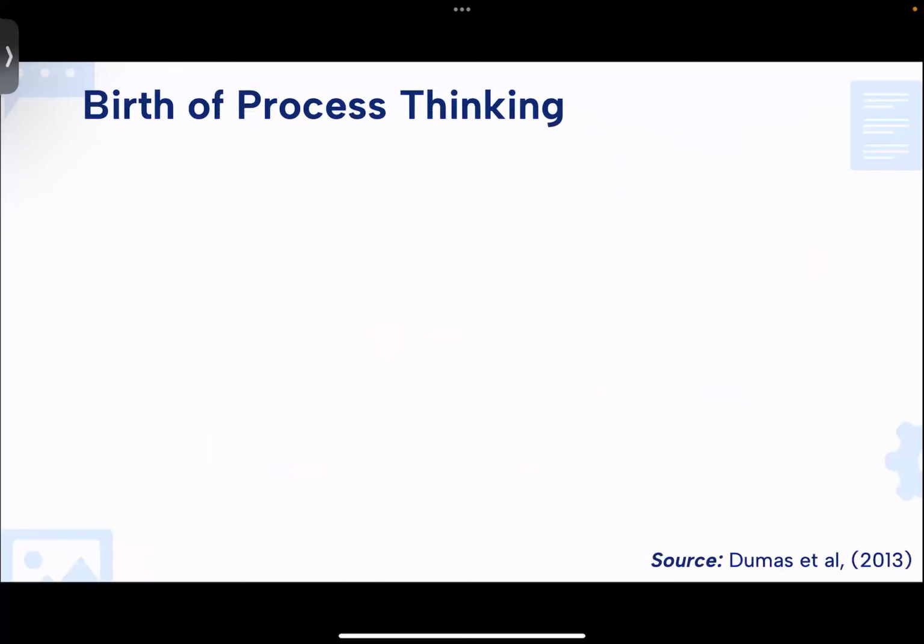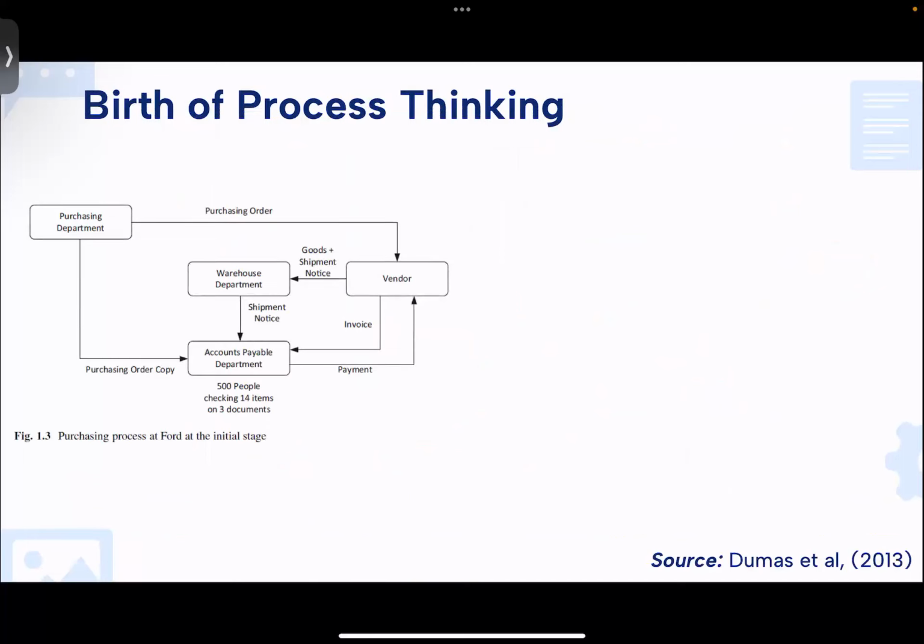So moving forward, we'll discuss what process thinking is now. For example, look at this particular image. This is the purchasing process at Ford. I think you have heard of Ford. Ford is a motor car manufacturer. So this is the purchasing process at Ford in the initial stage, before thinking about process thinking or before applying business process management or anything. This is how the process happens. So the process is purchasing a particular equipment. This is how it has happened. So go through this one. After that, I will explain how this has been improved through process thinking.